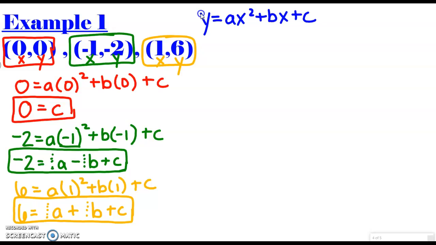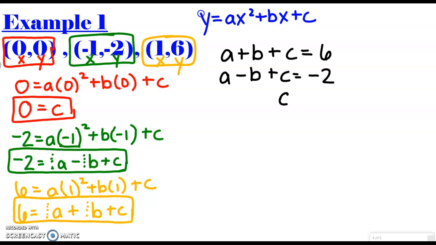I'm going to rotate them and put the number on the right like we're used to seeing them. So we have, let's see, orange, a plus b plus c equals 6. Green, a minus b plus c equals negative 2. And then red, c equals 0. So there's our system of 3 equations with 3 variables. You can use any method that you want to solve.